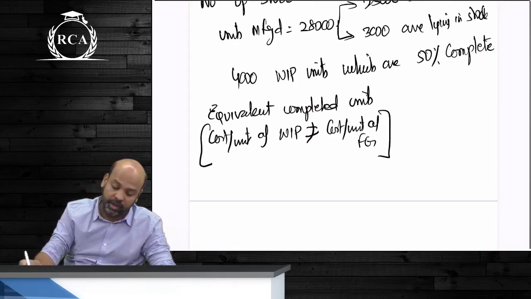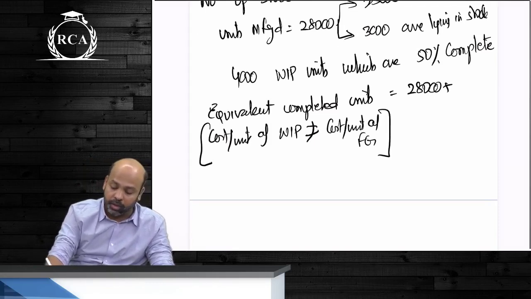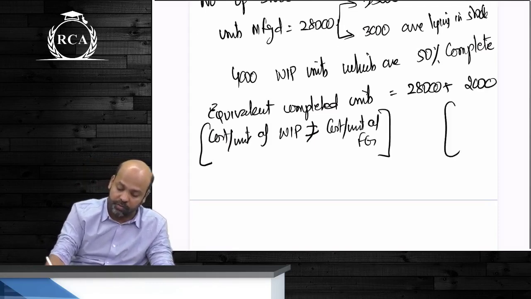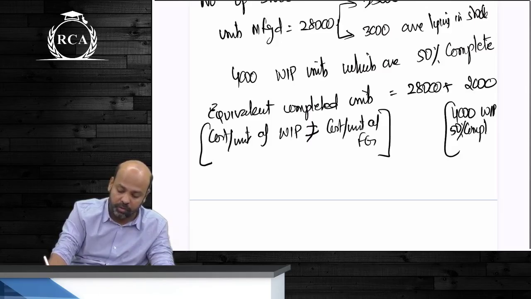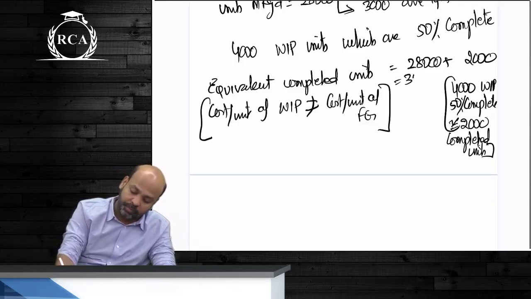So my equivalent completed units, beta, will be 28,000 that are already completed. These 4,000 work in progress units, 50% complete, will be equivalent to, they are the same as, 2,000 completed units. Are we understanding this? So this total, beta, will become 30,000.